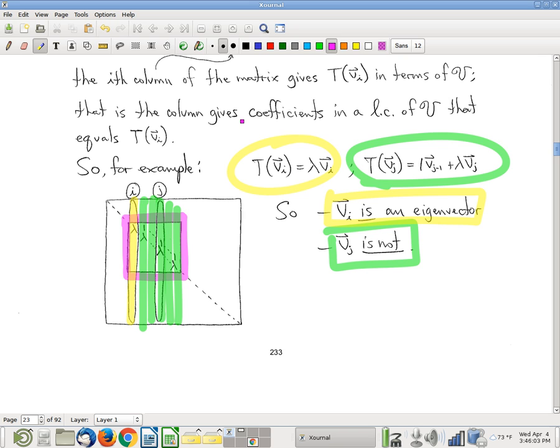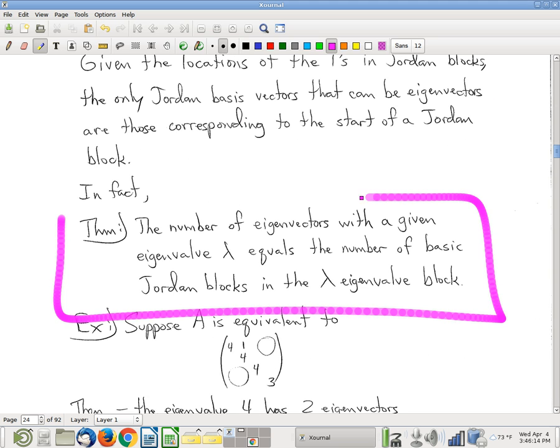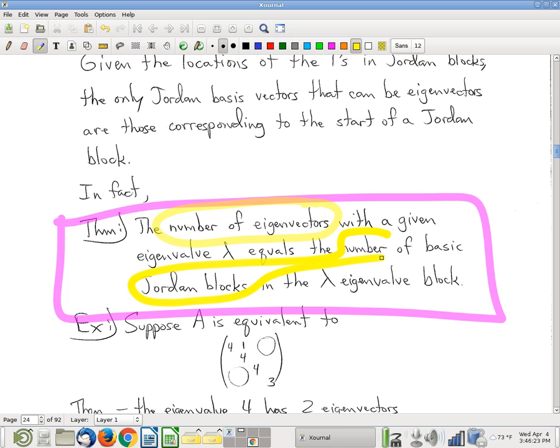Now another thing I'm not going to prove is that this actually is representative of all of the eigenvectors. So not only does every block give me exactly one eigenvector, but this will give you a complete count of all of the eigenvectors. I'm going to state this as a theorem: the grand total number of eigenvectors is equal to the number of basic Jordan blocks. And they will correspond exactly per the pattern on the previous page. For every Jordan block, there is an eigenvector. And that's all of the eigenvectors in the usual linear combinations sense. Like I said, hard to prove. We're not going to prove this in Math 216.